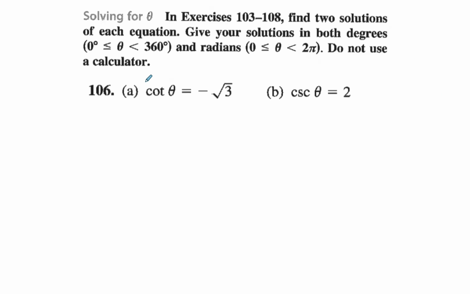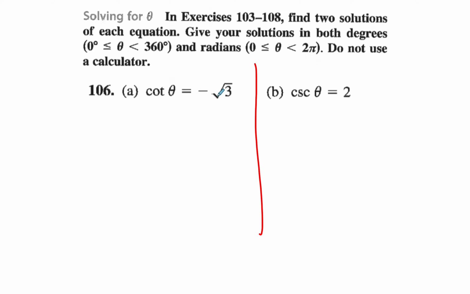All right, and this is the last one. Cotangent's negative root 3. Cosecant is 2. So 1 over sine is 2, which means that sine has got to be positive, so we're in quadrant 1 or quadrant 2. And the cotangent is negative, which means that the cosine and sine are different signs, so we must be in quadrant... Oh, two solutions. Sorry, I'm misreading this. Not the same problem. Let's try that again. Okay.